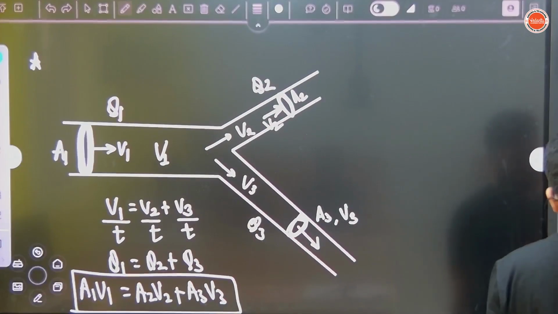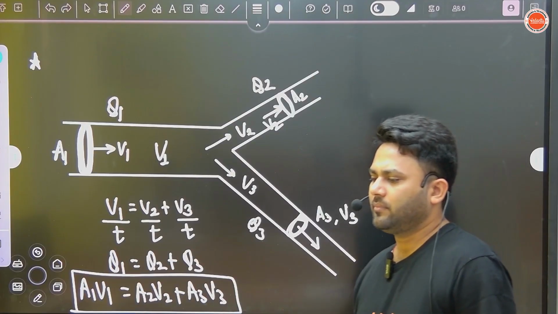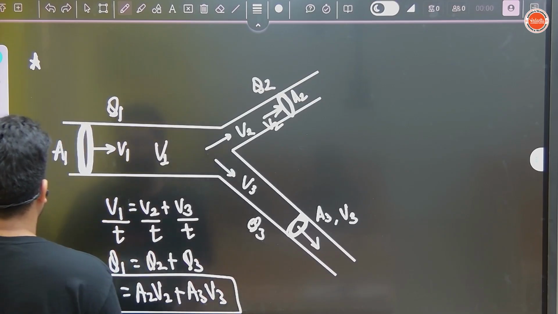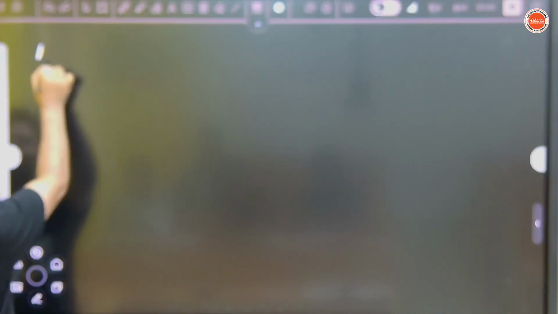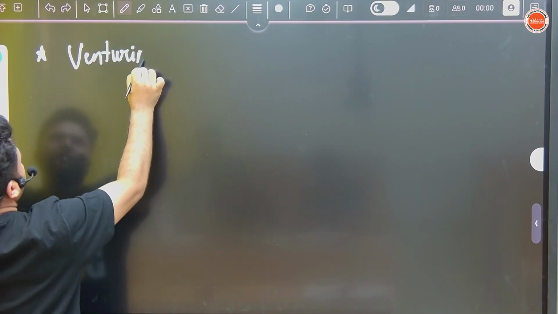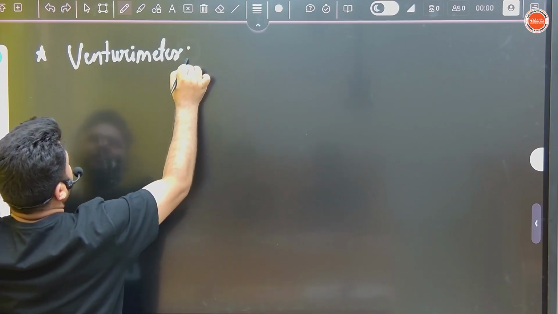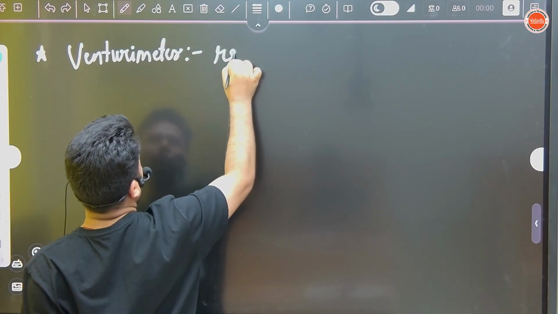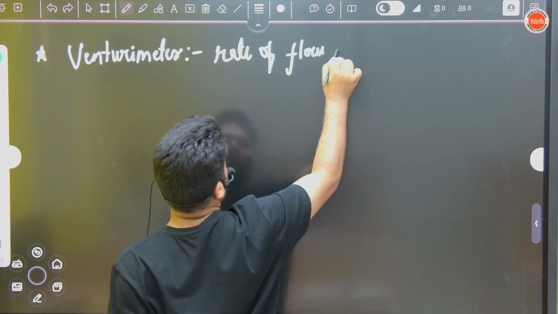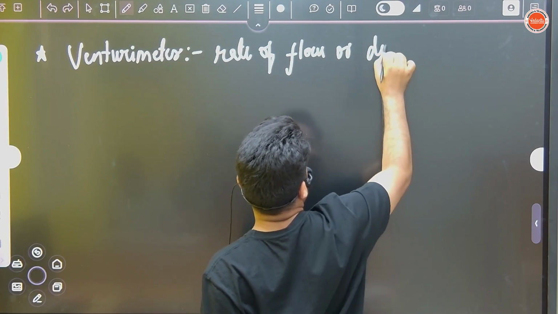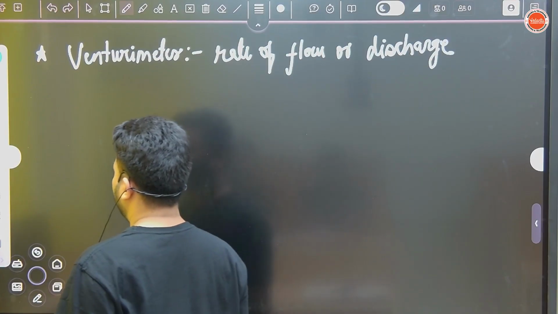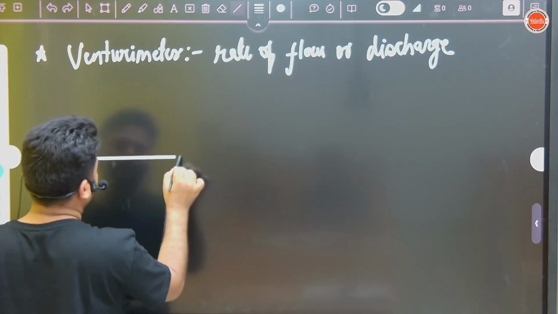I'll take 2-3 minutes more. Venturimeter needs to be discussed. You must have heard this word, venturimeter. What does this device do? A venturimeter measures discharge or rate of flow. This is the device which measures rate of flow or discharge. They can ask it in the exam. Okay, now how does a venturimeter look?